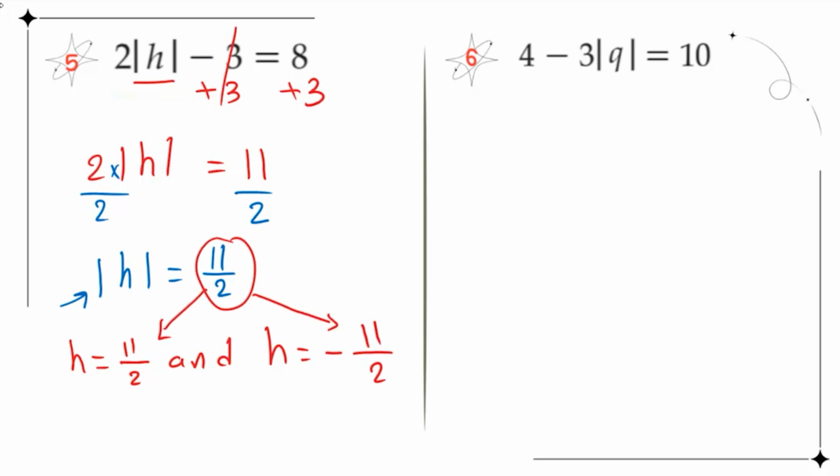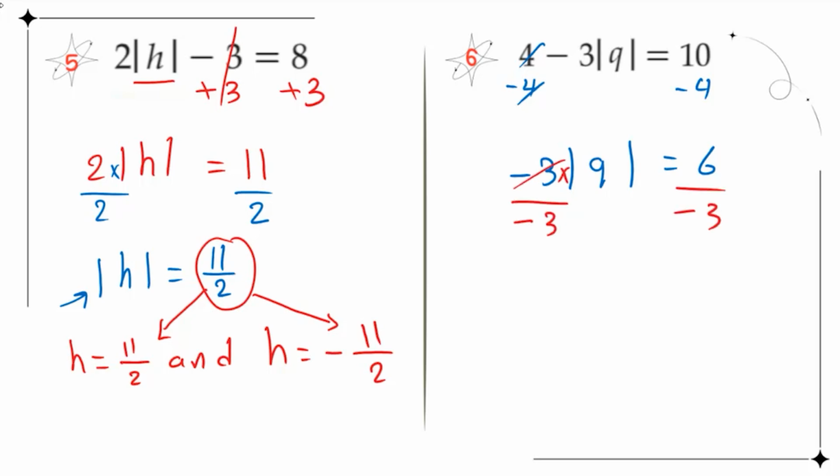Question number 6. 4 minus 3 multiply absolute q equals 10. The same here. We should cancel 4 first. Minus 4 on both sides. Now we have negative 3 absolute q equals 10 minus 4, which is 6. Now we have two problems here. We have absolute, we need to cancel, and minus 3. This minus 3 here is multiply. To cancel multiply, we do divide on both sides. Now negative 3 divided by negative 3 will be 1. We have left here absolute q equals positive 6 divided by negative 3, which will be negative 2.